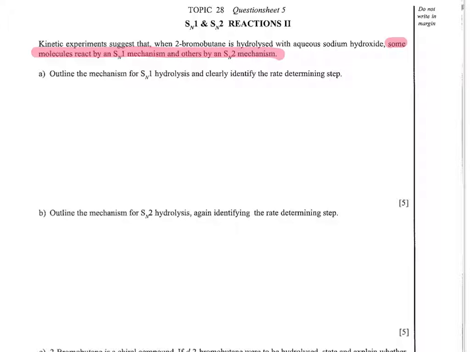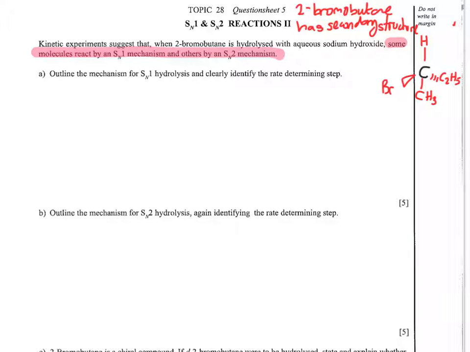So let's pause it for a second and just collect the information that we know from those few words. So 2-bromobutane has a secondary structure and it is also chiral. So it's worth bearing those facts in mind before we go any further. So the mechanism they want is Sn1 hydrolysis. So only the bromobutane's concentration affects the rate of that reaction, because the rate determining step is going to involve the breakage of the carbon-bromine bond.